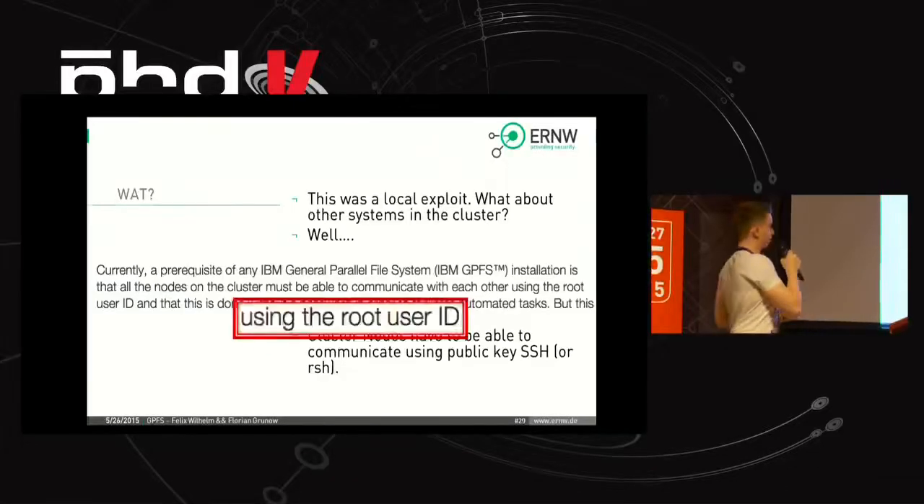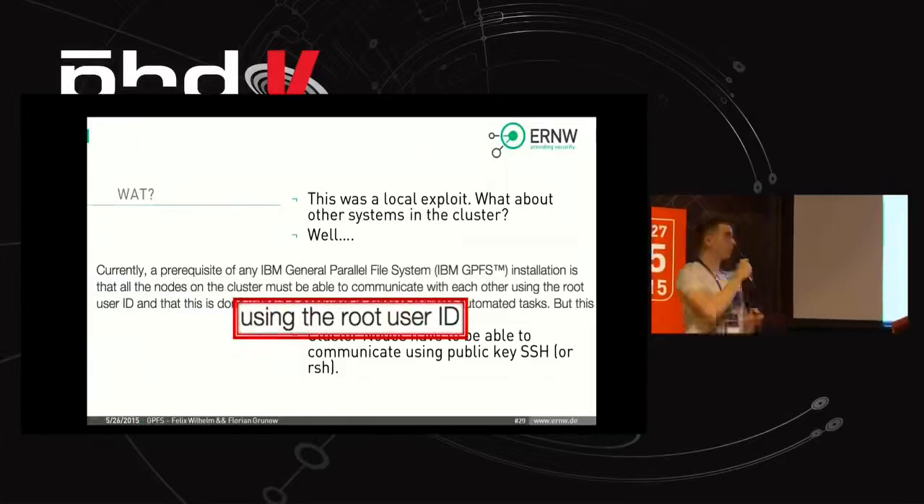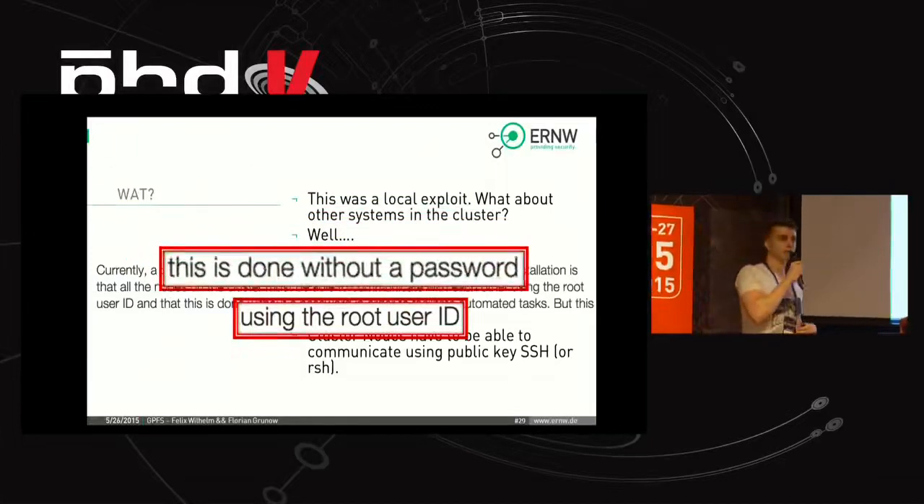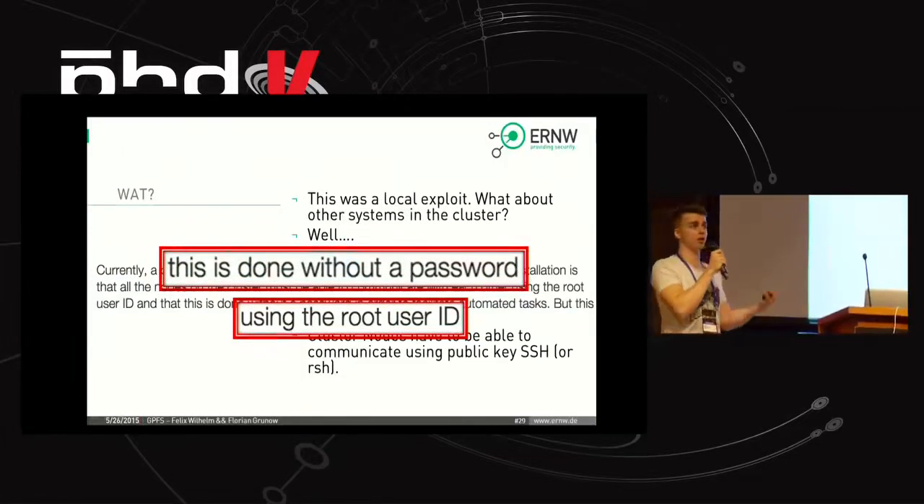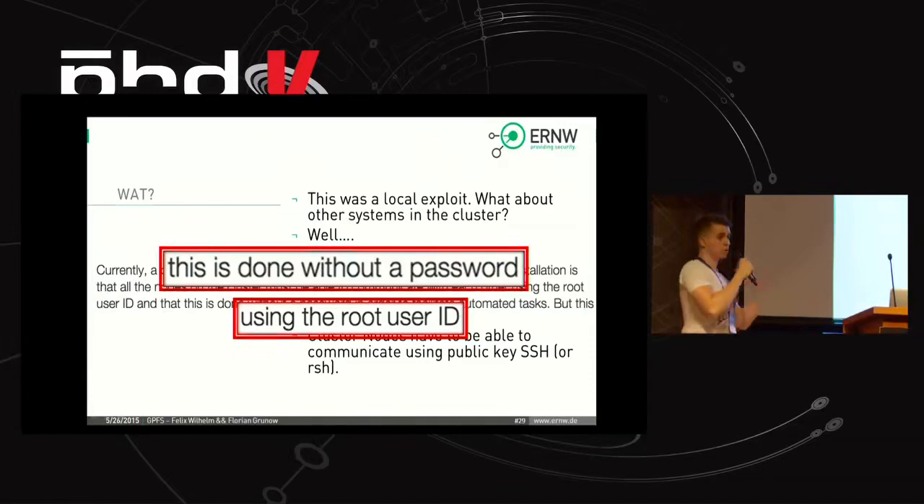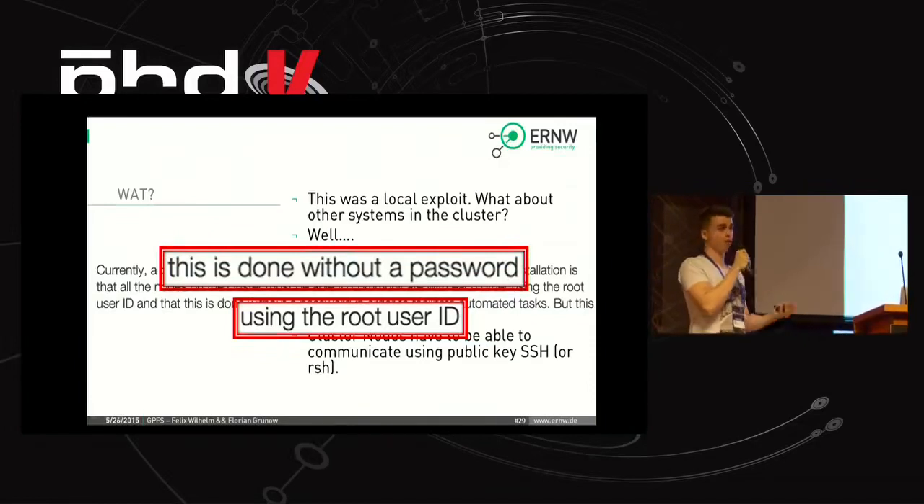But if you actually start looking into the GPFS documentation, you see this statement. A prerequisite of the General Parallel File System is that you are able to SSH from one node to another node using the root user ID without a password. So they have to have the SSH keys pre-configured so that you can simply SSH into other nodes. If you compromise one node in the cluster, you will get root access to all nodes in the cluster.